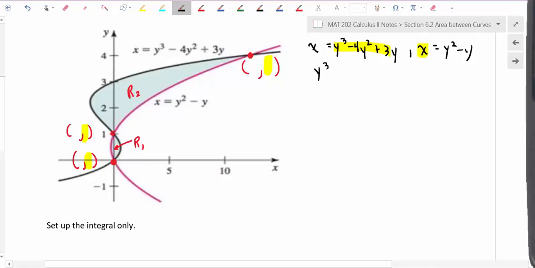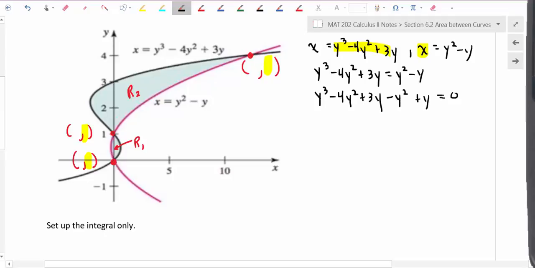We're going to be working with y to the third minus 4y squared plus 3y is equal to y to the second minus y. So we need to get that taken care of. Okay, let's get everything to the left side. So we have y to the third minus 4y squared plus 3y minus y to the second plus y equals 0.